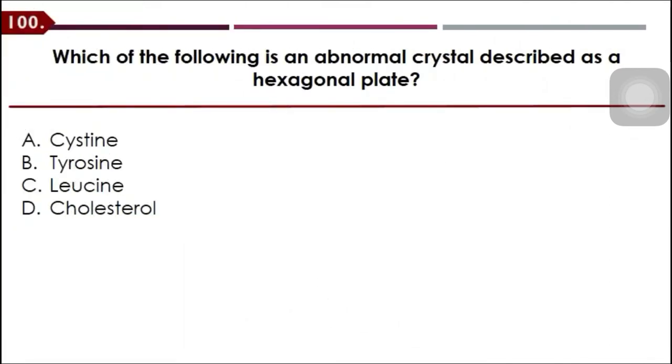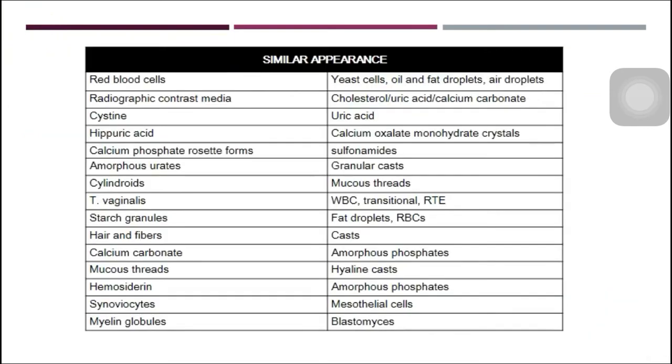Next, which of the following is an abnormal crystal described as a hexagonal plate? Okay, we have letter A, cystine. Again, which of the following is an abnormal crystal described as a hexagonal plate? So, those are the elements that resemble each other.